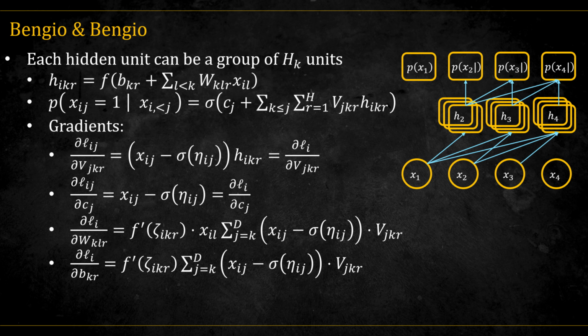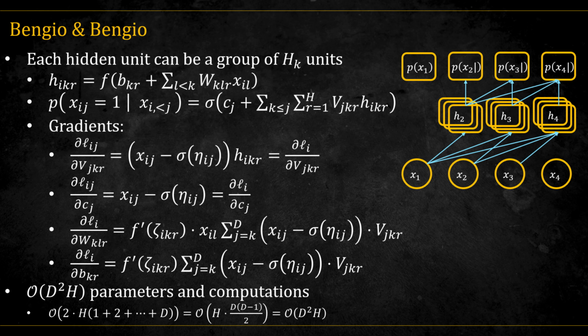To account for this, we simply need to introduce another index to the equations, which I've denoted here by r. So h_ikr means the ith observation, the kth conditional, and the rth hidden unit in that group of hidden units. The only complication is that we have more weights now, but other than that, everything remains the same. The gradients are of the same structure as before.